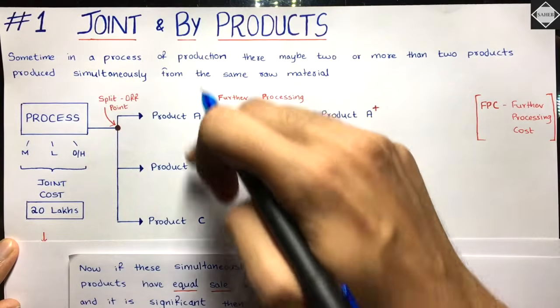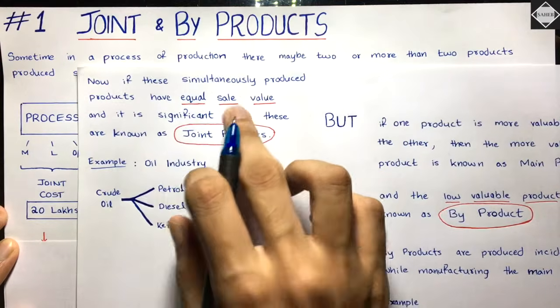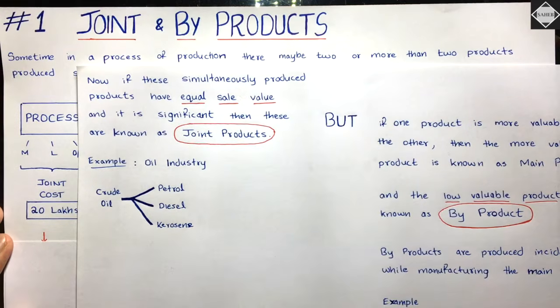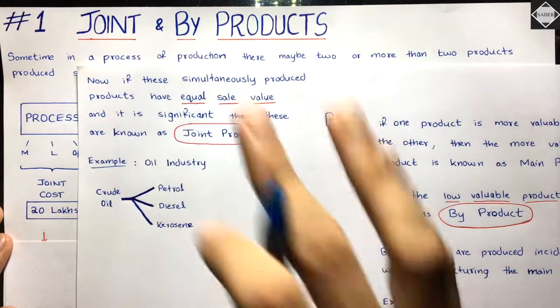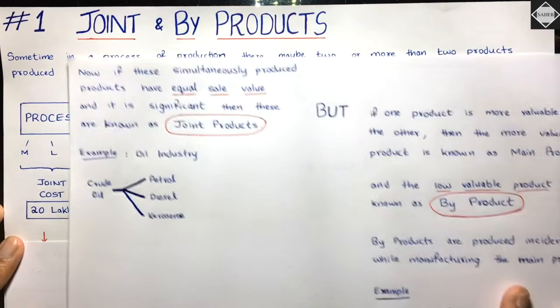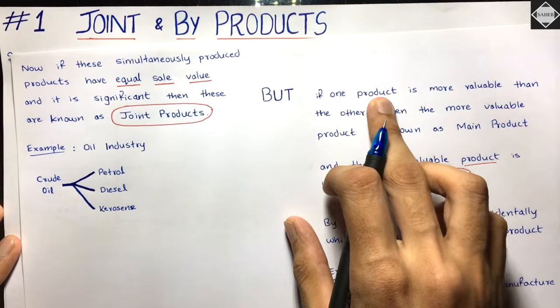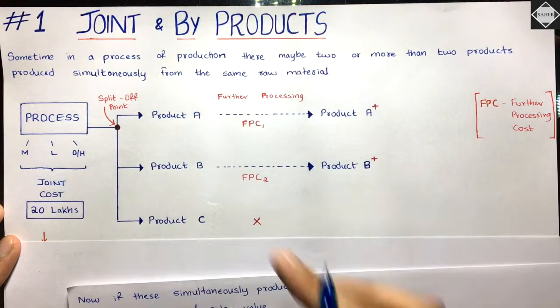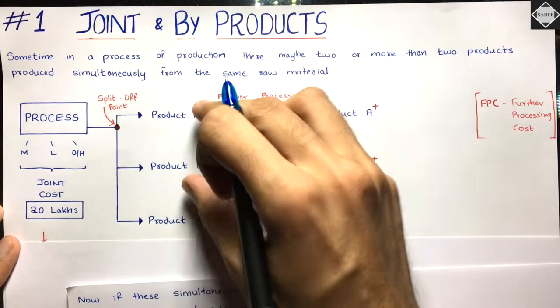Product A and B will be joint products because they have almost equal sales value. Is that clear? You understood completely what joint products are. Almost equal sales value, that's it, and it has to be significant. But what if one product is more valuable than the other? As I said, product A and B have almost equal sales value.